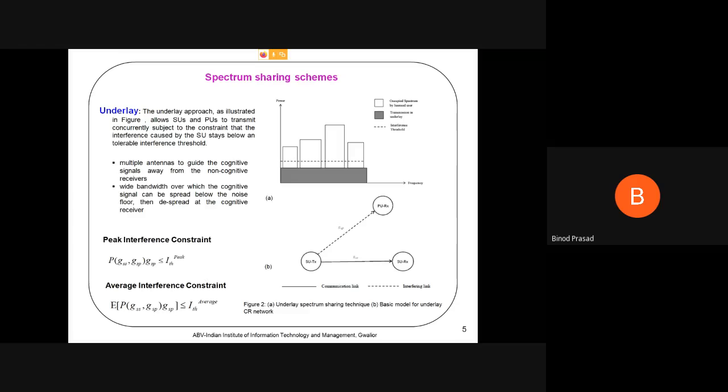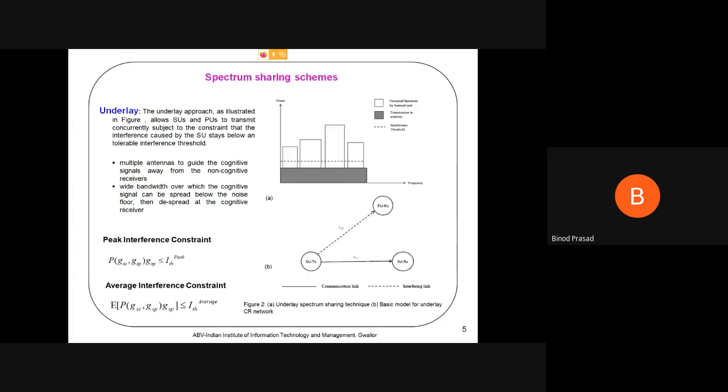So one approach that we are talking about is underlay. In this technique, the approach says that a given secondary user can utilize the primary user band, the band which the primary user is supposed to utilize, at the same time. It can transmit concurrently with the PU receiver.